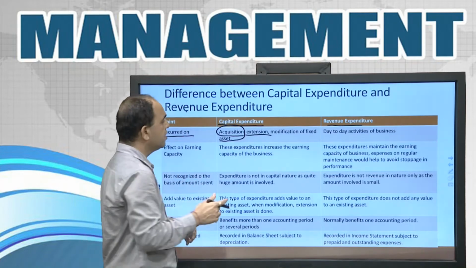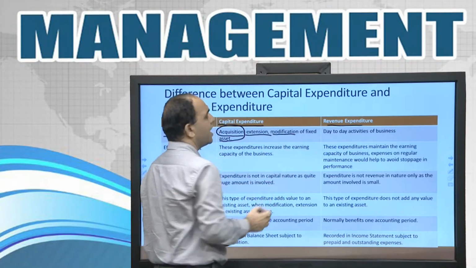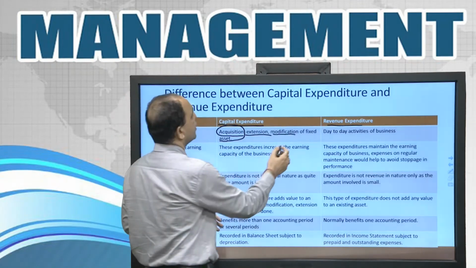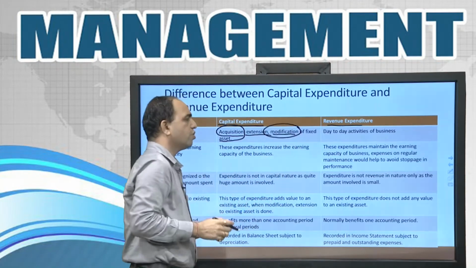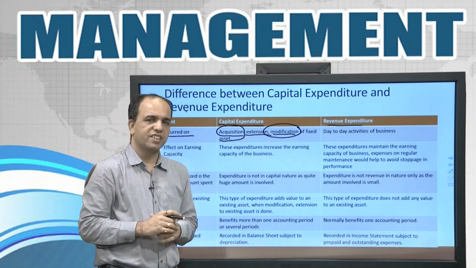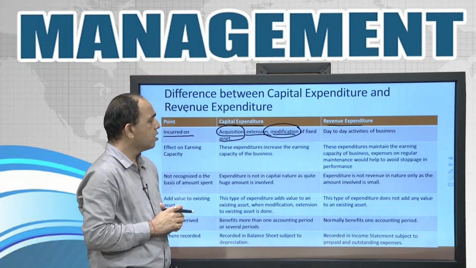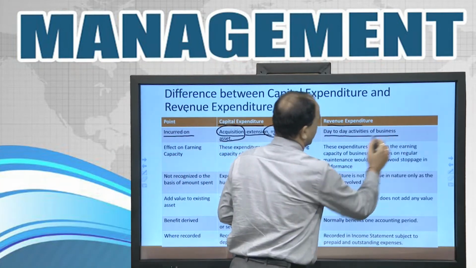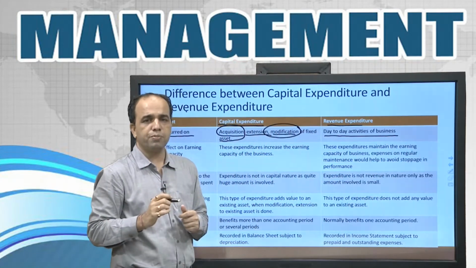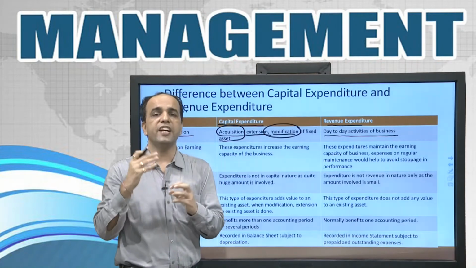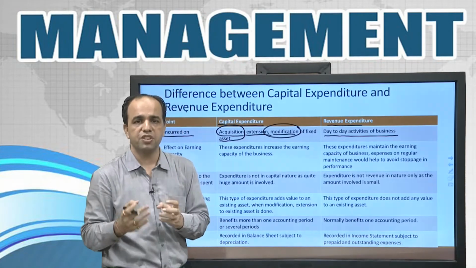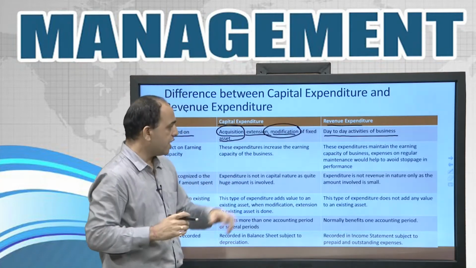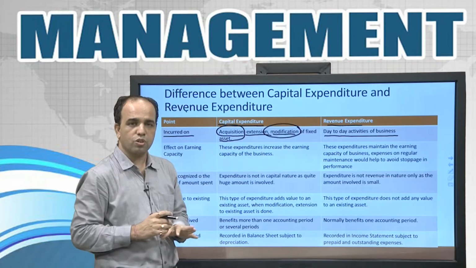Modification on a large scale, or renovation on a fixed asset, may be considered as a capital expenditure. Friends, revenue expenditure is for the day-to-day activities of a business. Day-to-day activities means these are operating expenditure, operating expenses generally written on the debit side of profit and loss account. And we have given some examples also.